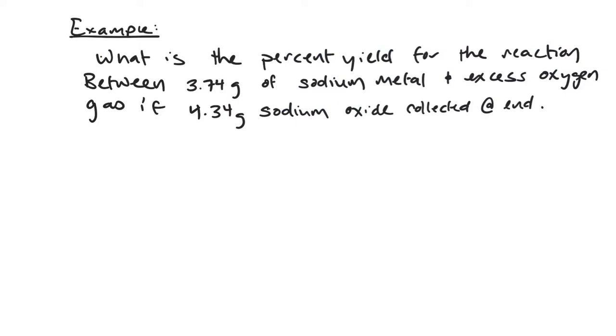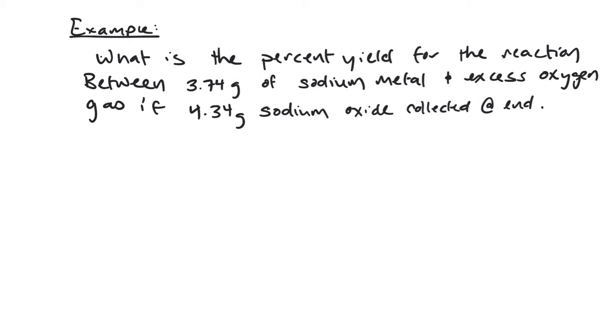Okay, so let's put this in practice. I'm looking for the percent yield for the reaction between 3.74 grams of sodium metal and excess oxygen if 4.34 grams of sodium oxide are collected at the end. So here, again, I'm looking for the percent yield. First thing I need to do is to calculate the theoretical yield.